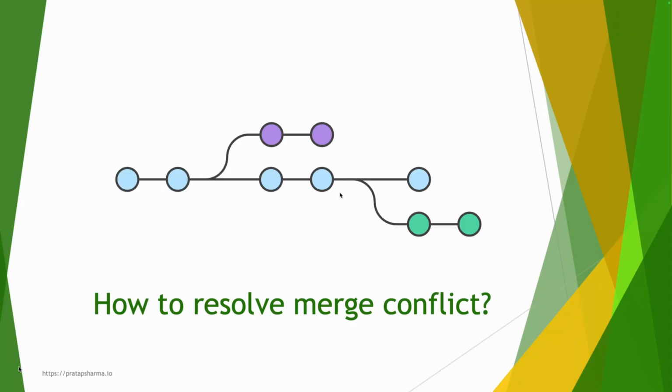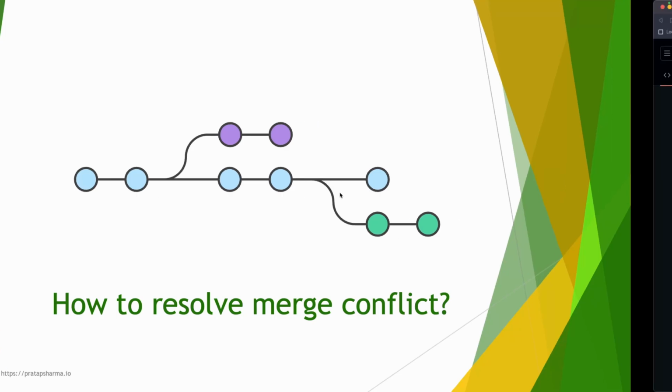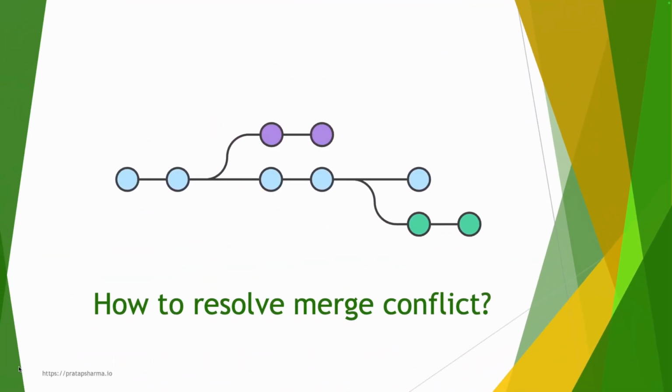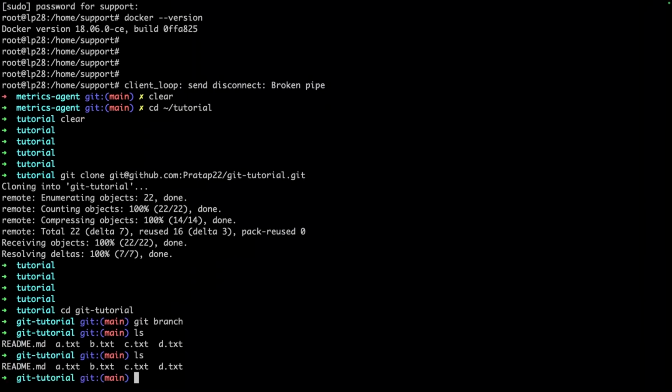So let's learn how to resolve a merge conflict. So what is a merge conflict? When multiple developers are working on the same file, like let's say developer A works on this file and developer B also works on this file a.txt, then there can be a conflict while merging, right? So let's say we have our repository here, and let me create another branch.